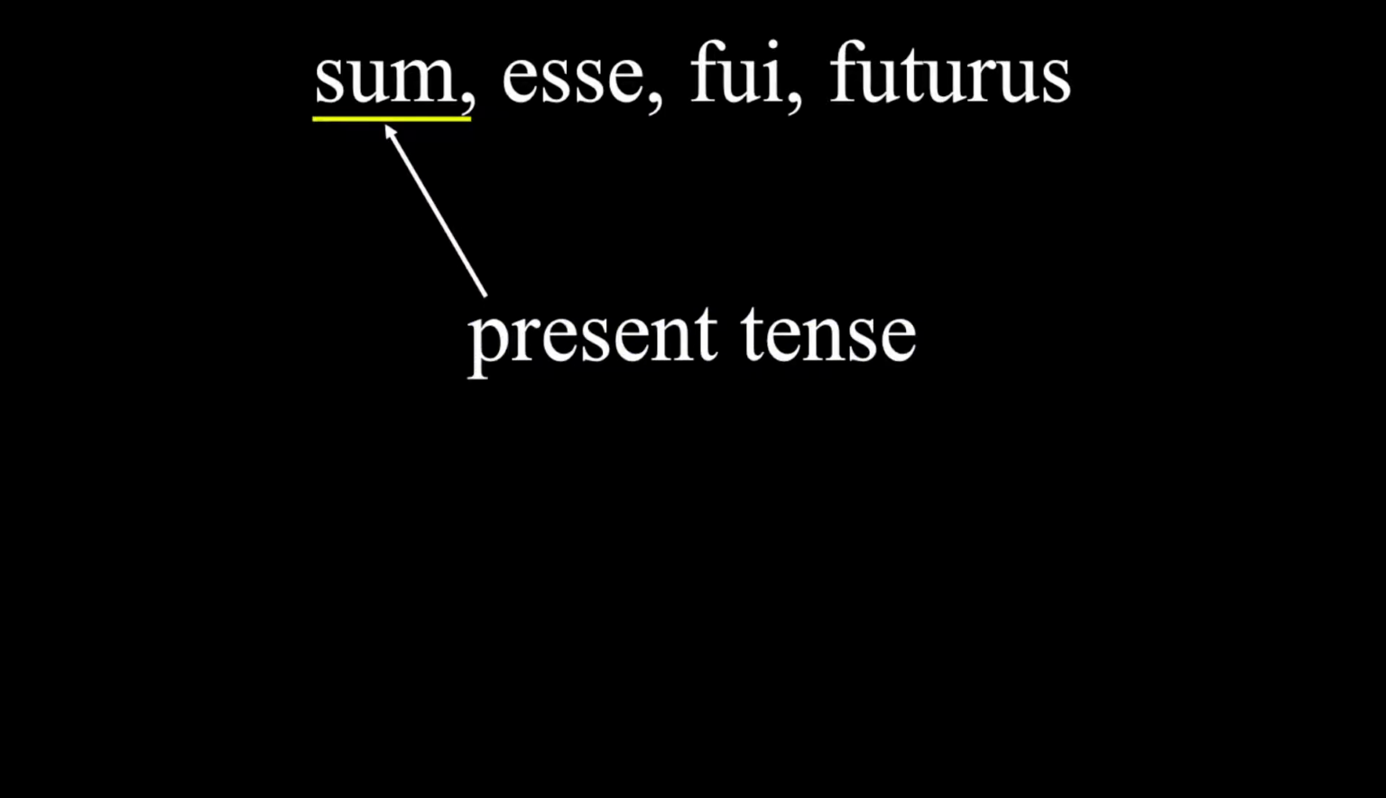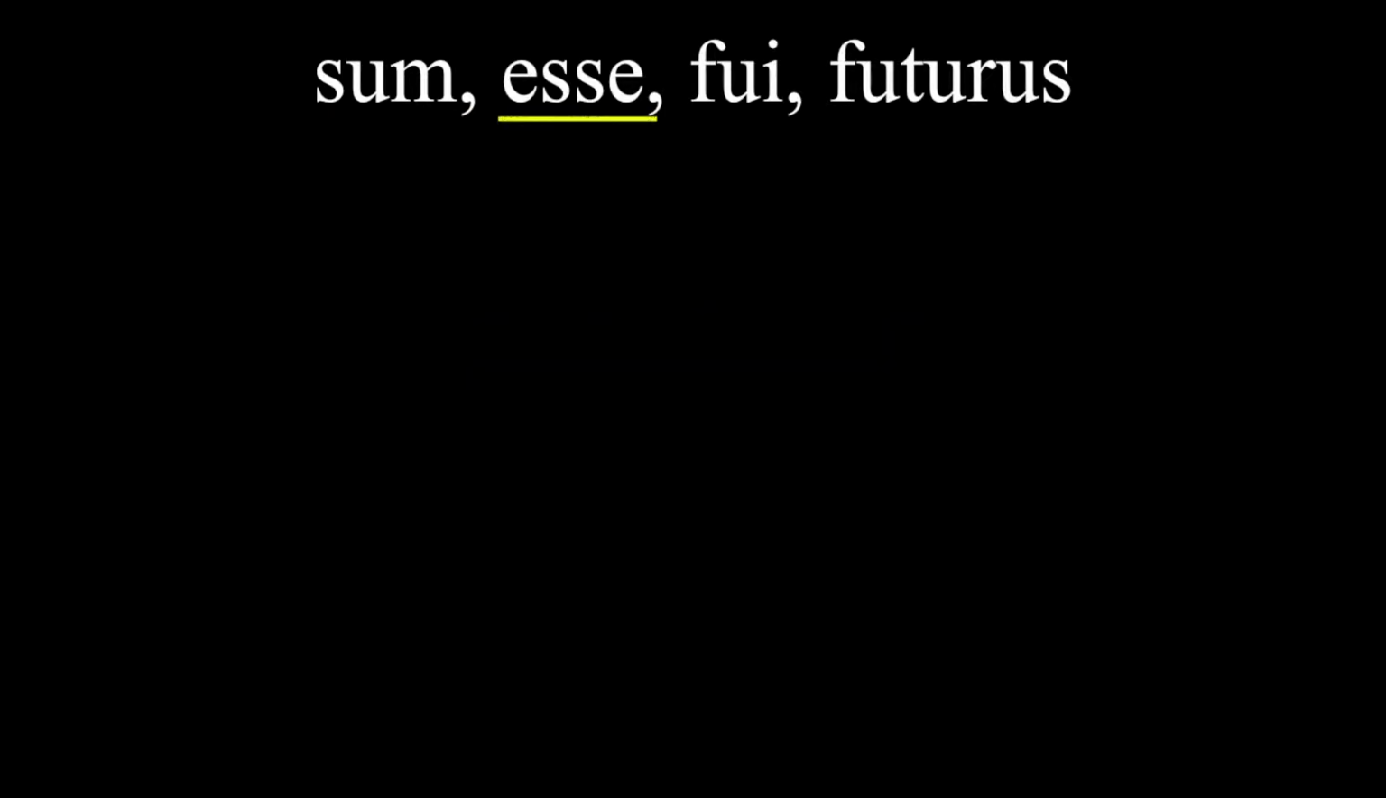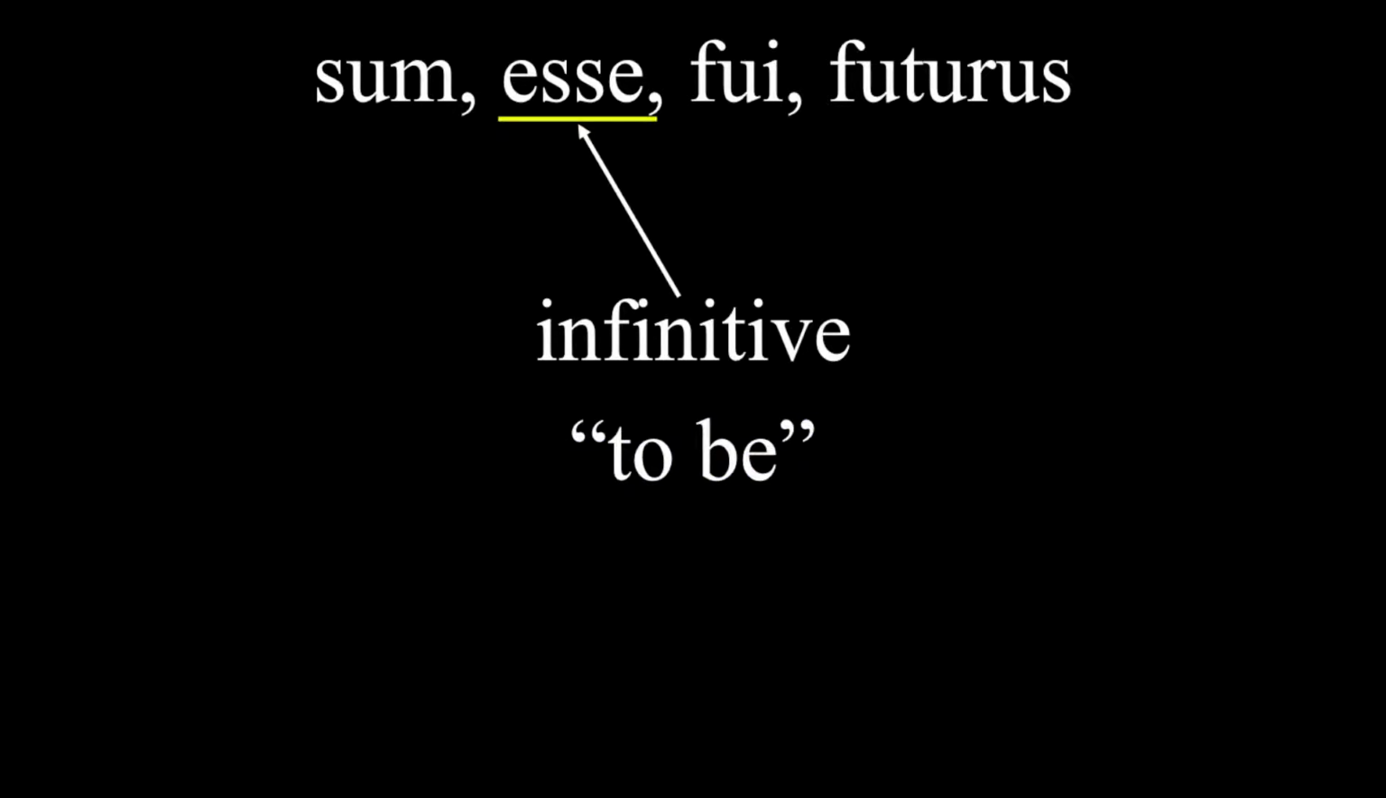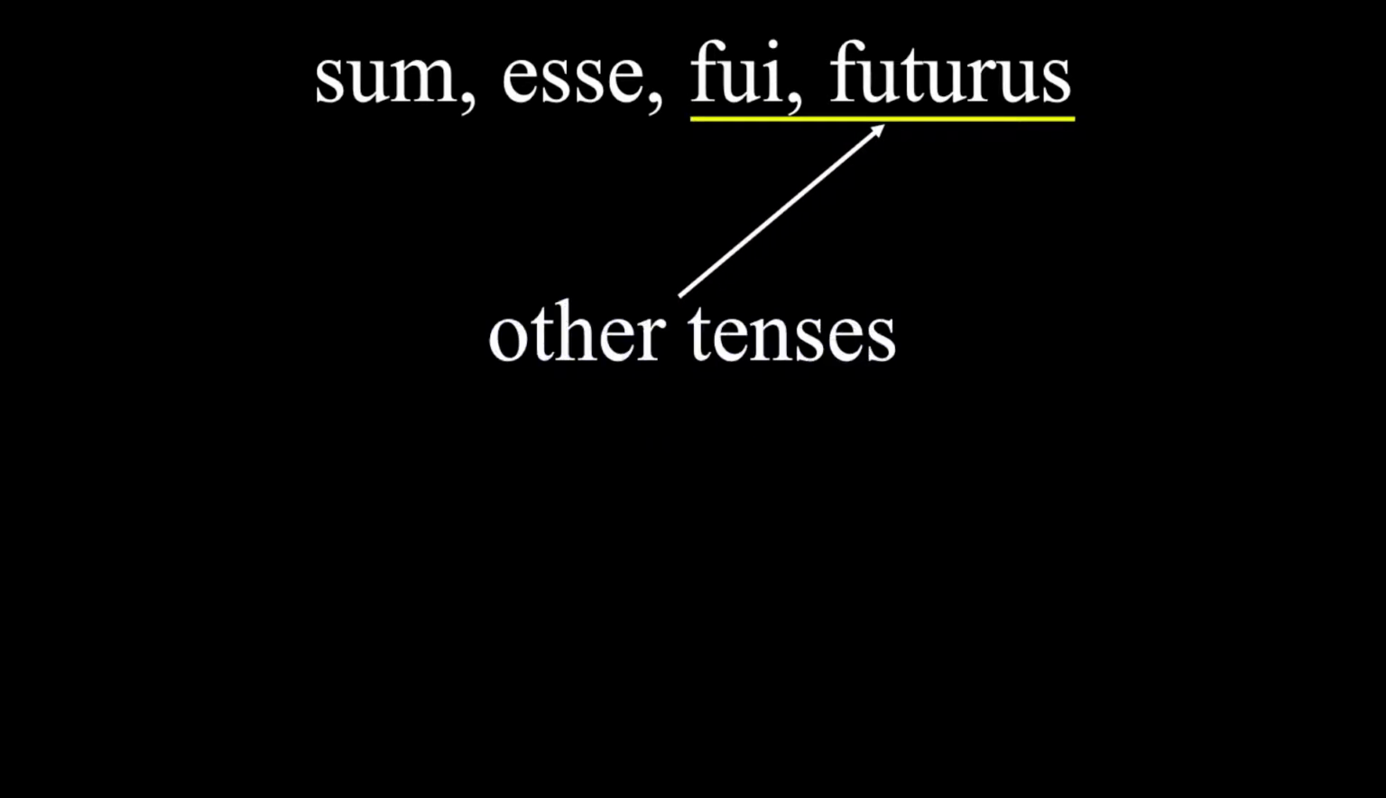The principal parts of this verb are sum, esse, fui, and futurus. As was the case with regular verbs, the first principal part is a present tense form. The second principal part is the infinitive, and therefore means to be. And the third and fourth principal parts are used for other tenses that we will learn later.